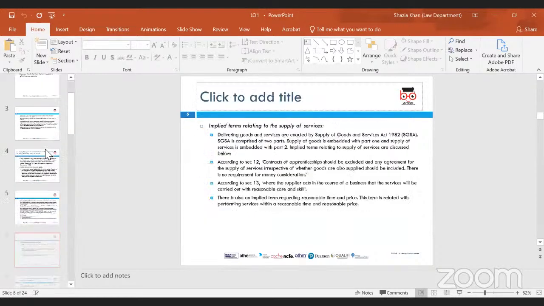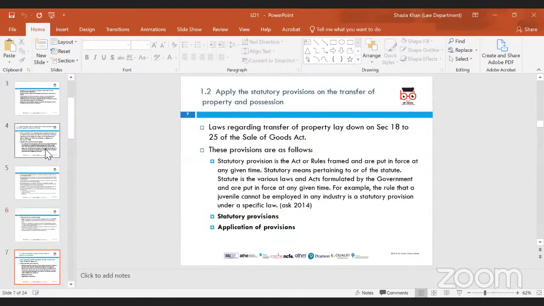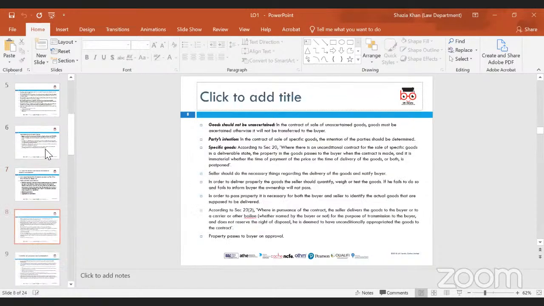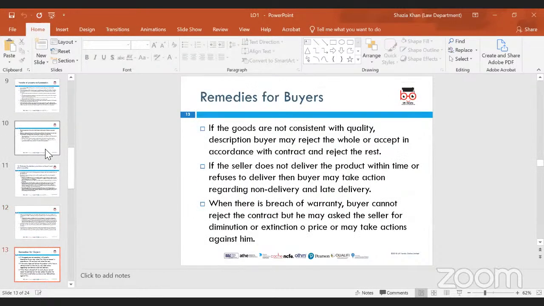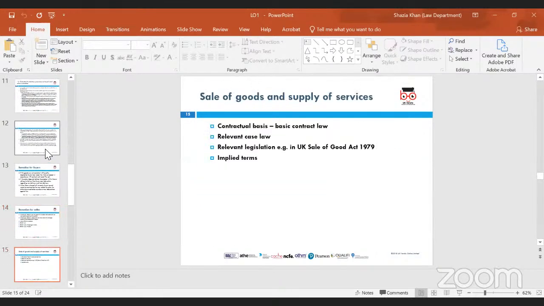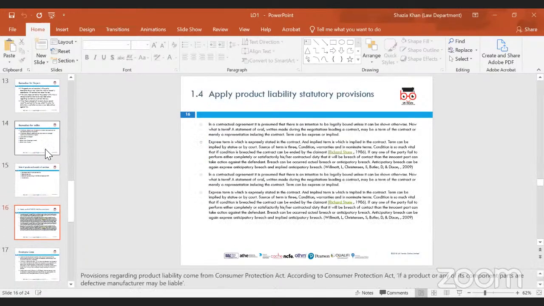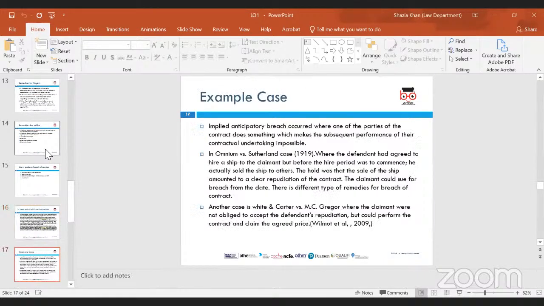1.1, and we need to cover all of 1.1, 1.2. Can you see 1.2, Sumit? Yeah. All this, and then 1.3, evaluate the statutory provisions. Can you see that, Sumit? Remedies. Yeah, ma'am. Excellent. And then we cover all of them, and then we get to 1.4 there. And we cover everything in 1.4.